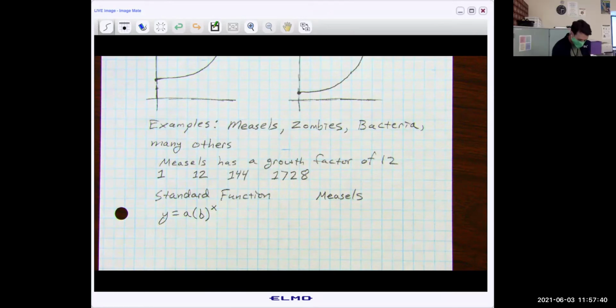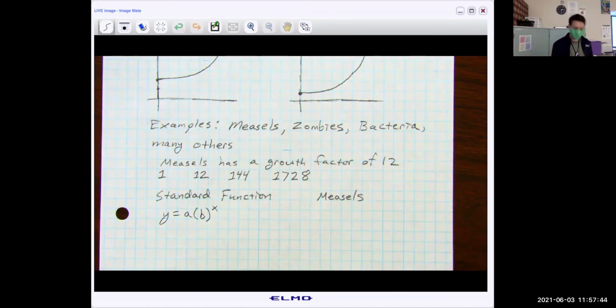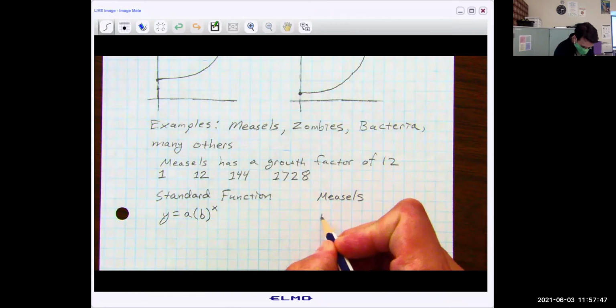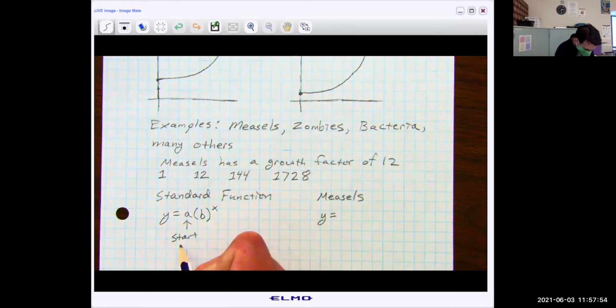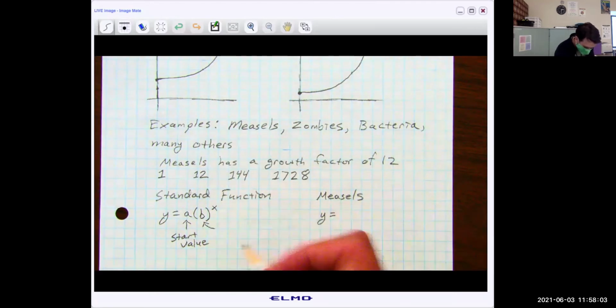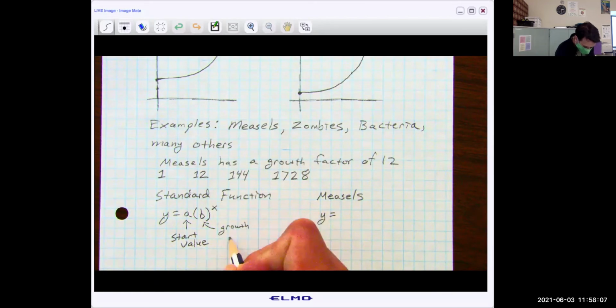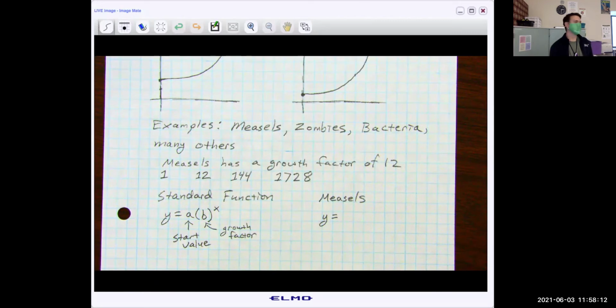So with the standard function, and you could use this for zombies or if we're doing measles, I would write y equals, and the a value in the standard function is what we call the start value. It's how many zombies or how many people had measles at the beginning. What's the starting value? The b number in the function is what we call the growth factor. I don't know the zombie growth factor. I think you could find it online though. But the measles growth factor is 12.